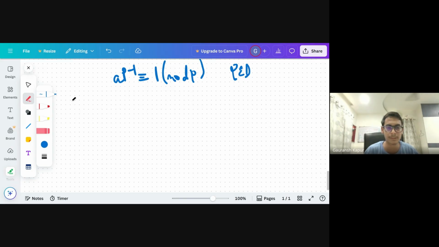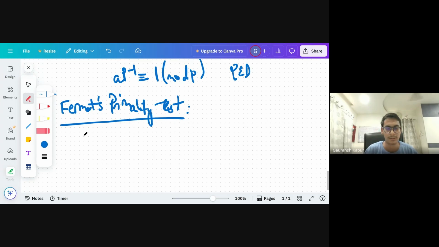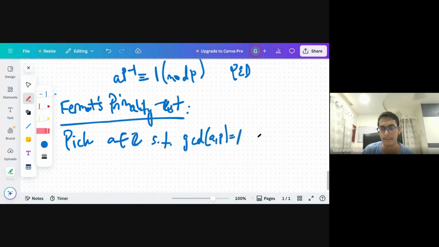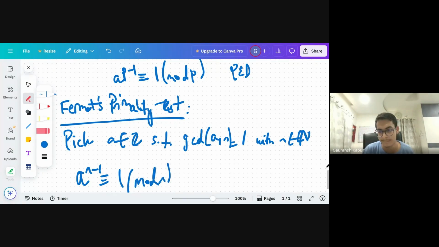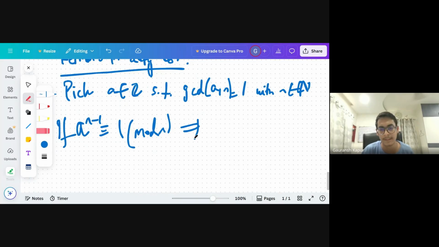So this is what we are going to use to frame a primality test, which we are going to call Fermat's primality test. So the test is as follows. Actually, no, sorry. Let A be an integer and N be a natural number such that GCD of A and N is 1. So we want to check if N is prime. So we compute A power N minus 1, and if this is congruent to 1 mod N, then well, you might think that this would imply N being prime.